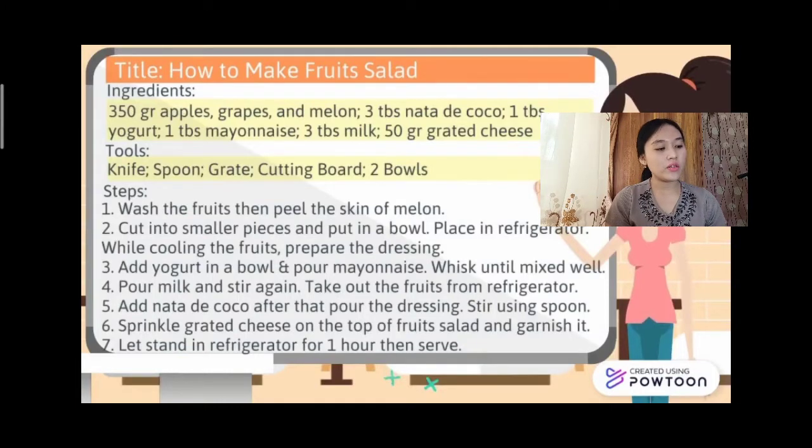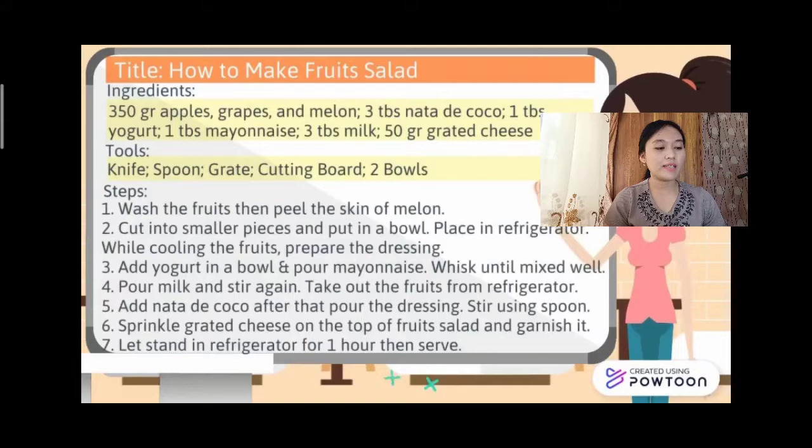While cooling the fruits, prepare the dressing. And then the third is add yogurt in a bowl and then pour mayonnaise. Whisk it until mixed well. And then the fourth is pour milk and stir again. Take out the fruits from refrigerator.